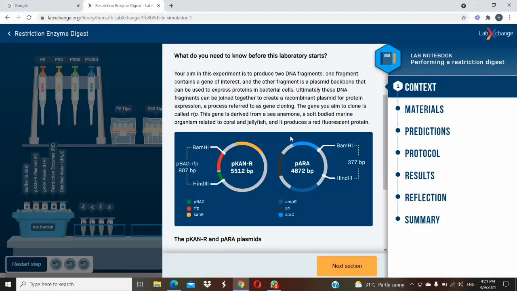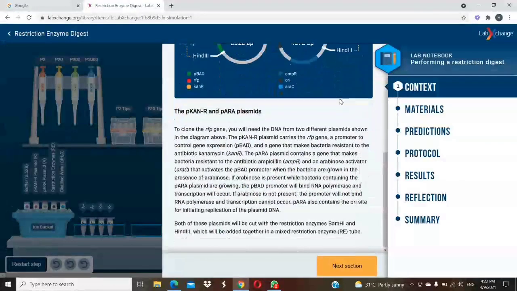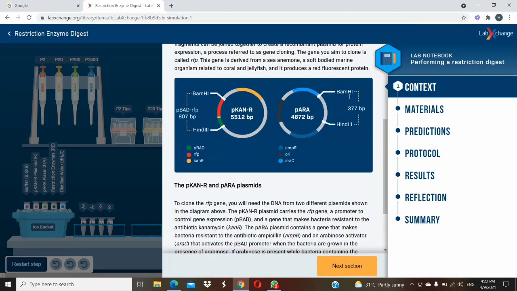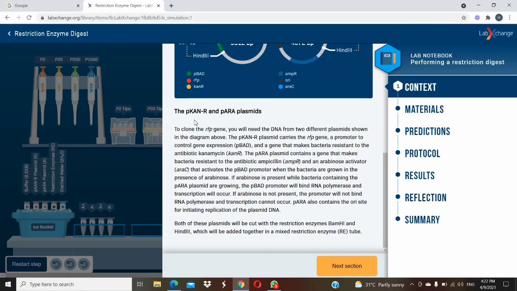And here we have a short briefing of this. The aim of this experiment is to produce two DNA fragments. One fragment contains the gene of interest and the other fragment will have the plasmid backbone that can be used to express the protein in bacterial cells. And here we have the two plasmids, which are pKa plasmid and PARA plasmid.